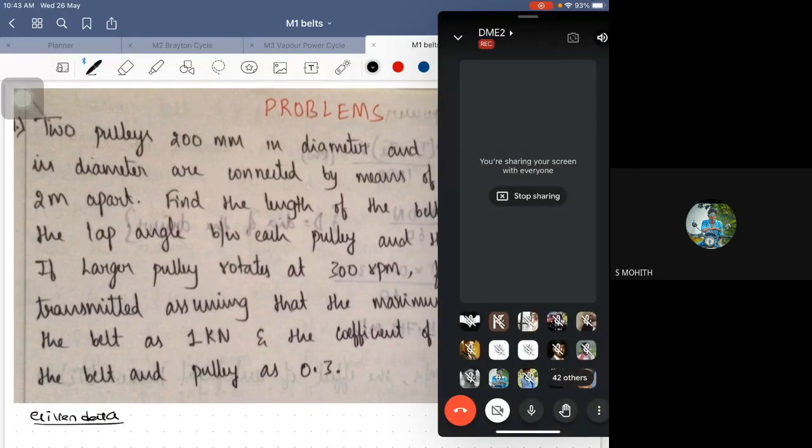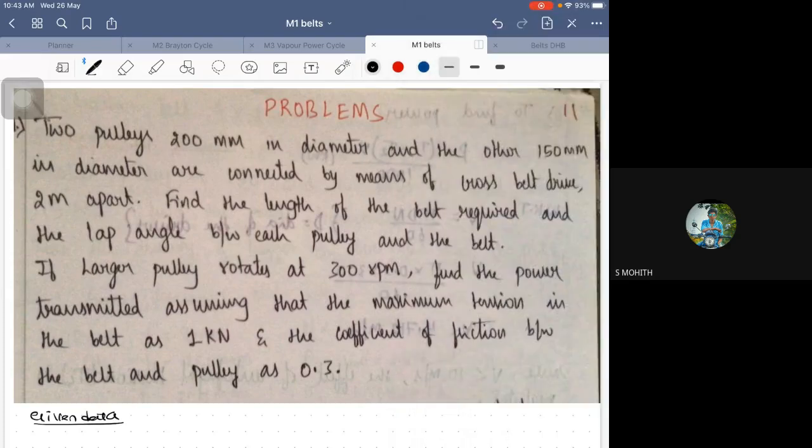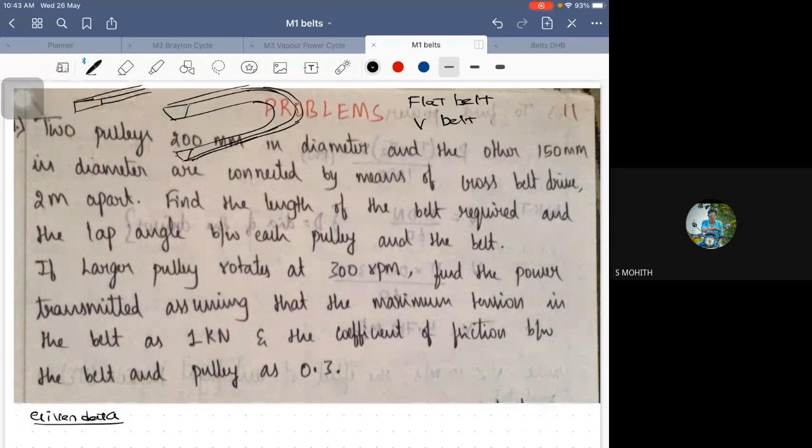So again, there are two types of belts. I forgot to tell you. The first one is known as a flat belt, and the second type is known as a V belt. A V belt would be something of this kind. The flat belt would be very much flat, like this. So this is the flat belt. Hope you got the imagination, isn't it?